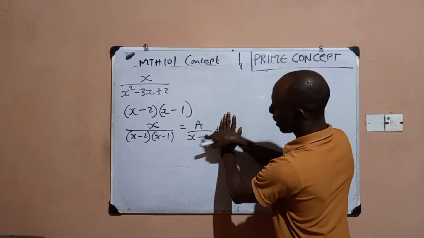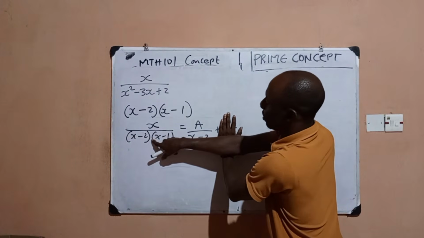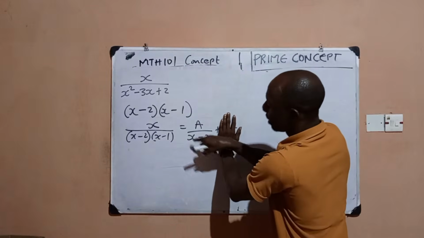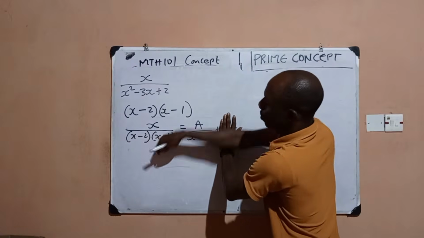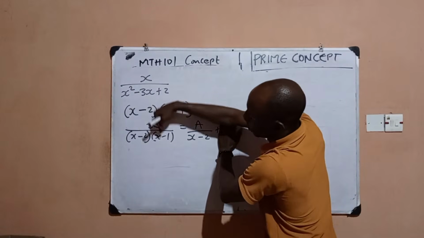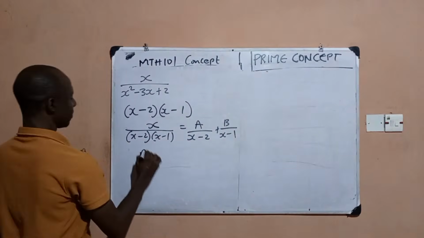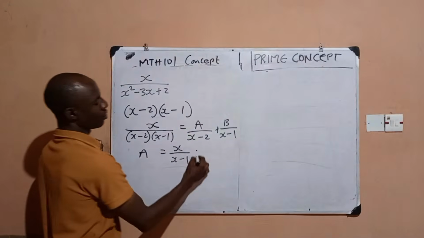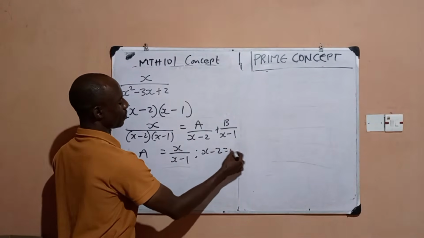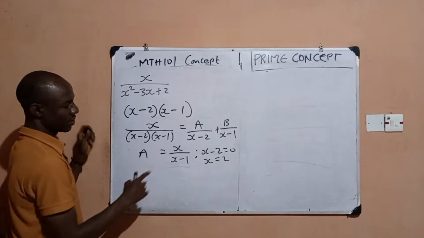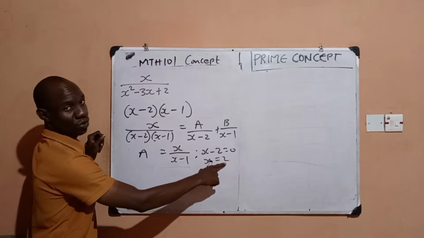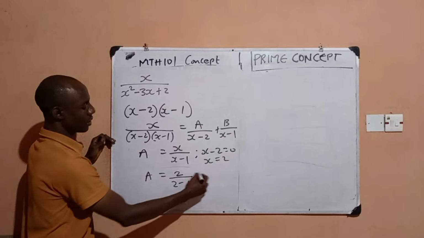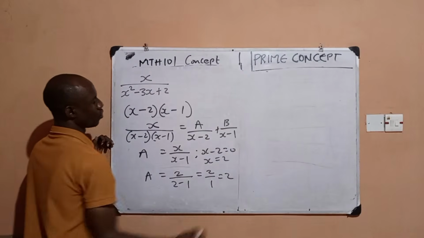If I want to find A, x minus 2 will cancel x minus 2. Then A is equal to x over x minus 1. But remember, x minus 2 will cancel x minus 2, so I'm left with only A, which is equal to x over x minus 1. Since I'm trying to find A, I'll use what is under A: x minus 2 is 0, so x equals 2. Wherever I find x, what will I put? 2. So A is 2 over 2 minus 1, which is 2 over 1, which is 2.